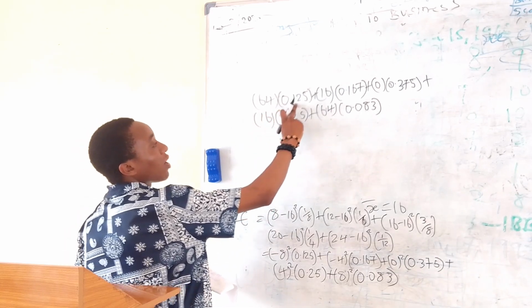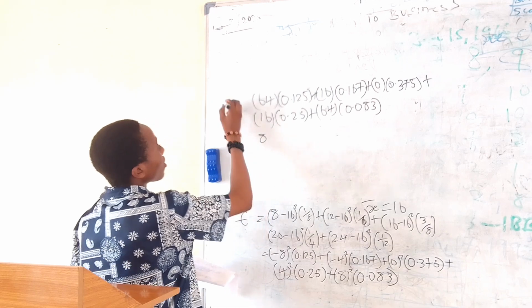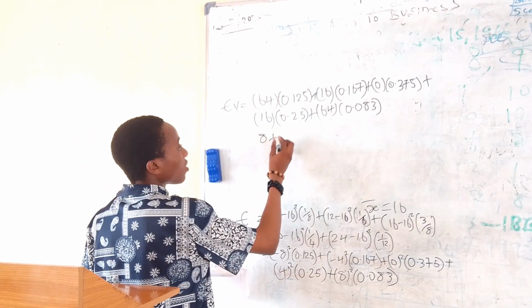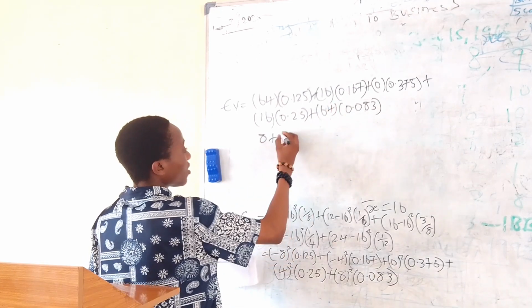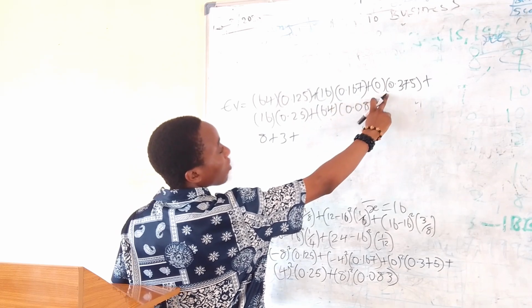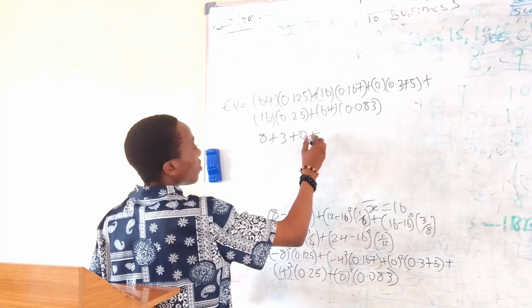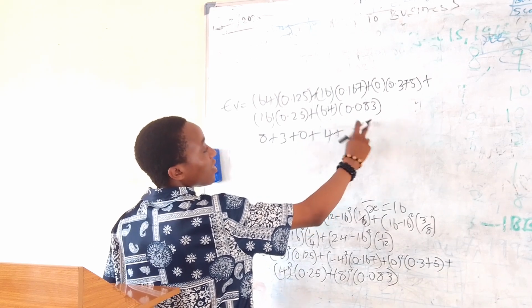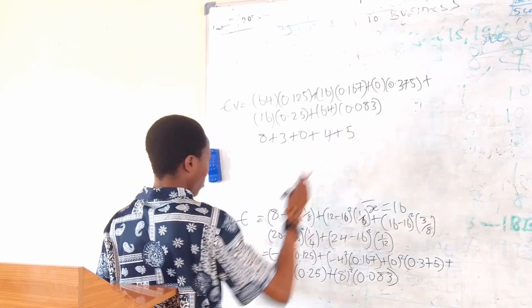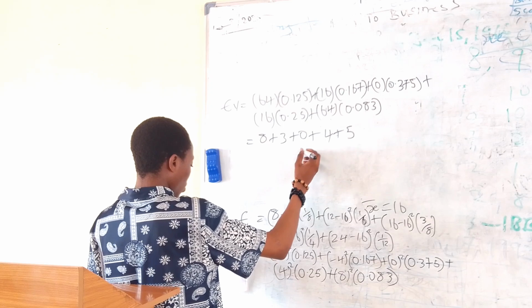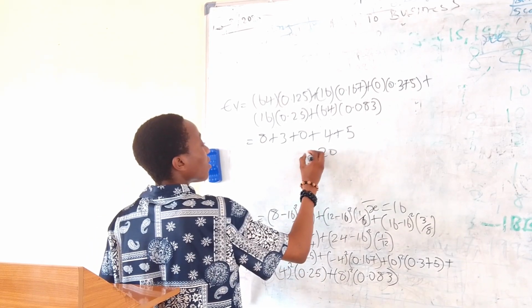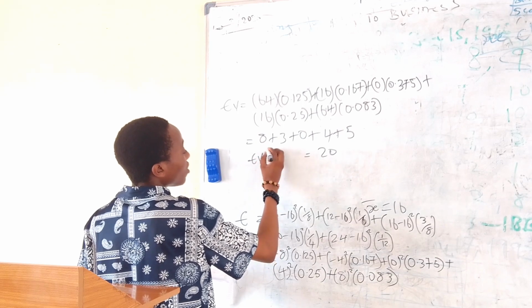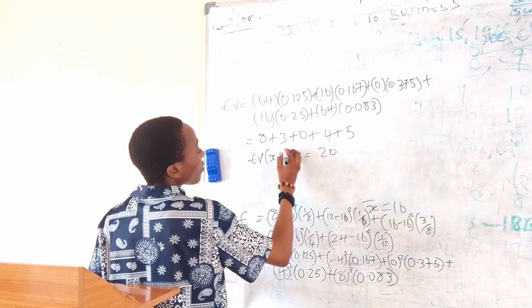So 64 multiplied by 0.125 gives us 8, plus 16 multiplied by 0.167, plus 0 multiplied by 0.375, plus 16 multiplied by 0.25 is 4. 64 multiplied by 0.083 is 5. And then you sum everything, you should get 20 as the final answer. So the estimated value of (x minus x bar) squared is equal to 20.